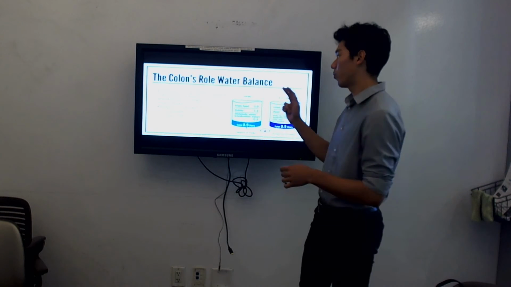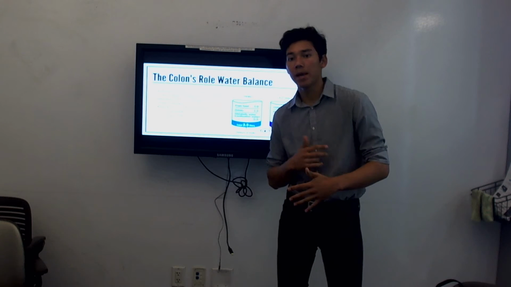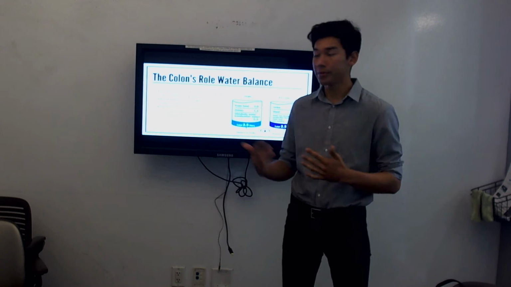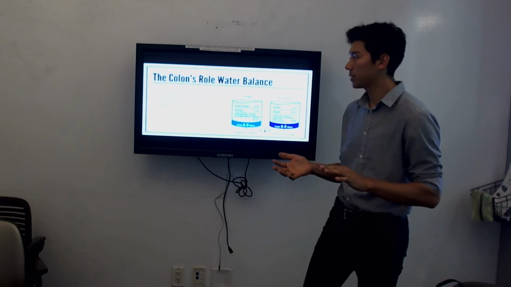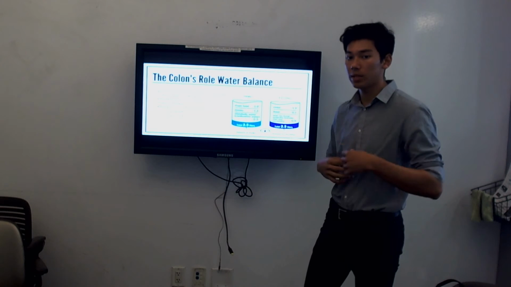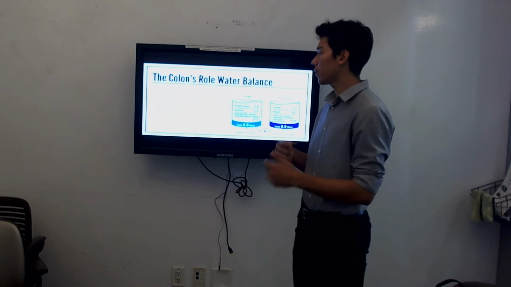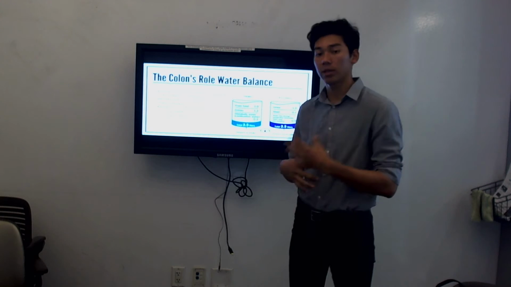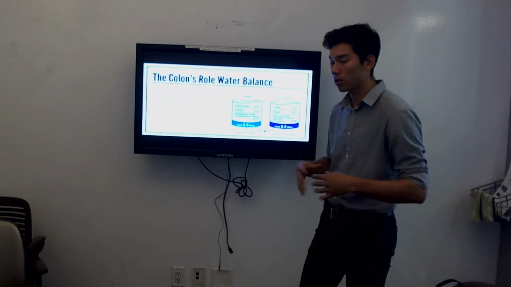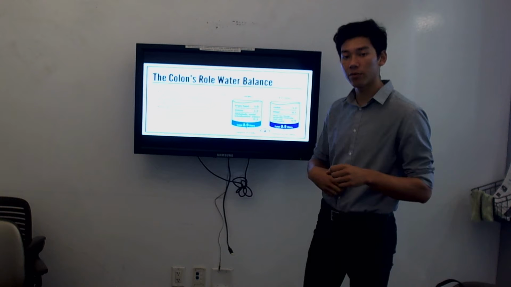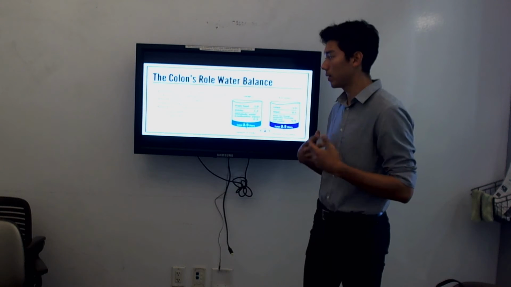Alright, so the colon's role in water balance. The colon plays a pretty big role in our body with maintaining water homeostasis. It takes around 36 to 48 hours to process meals and to have them completely pass through and turn into feces. There's reabsorption of water and electrolytes during this process. Reabsorption means that the body is reabsorbing stuff from the food in the stool, and putting it into our body and into our cells.